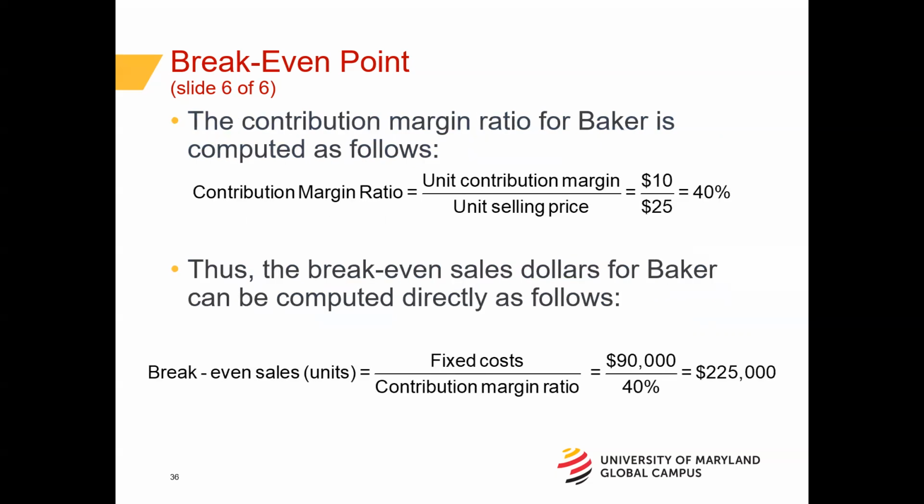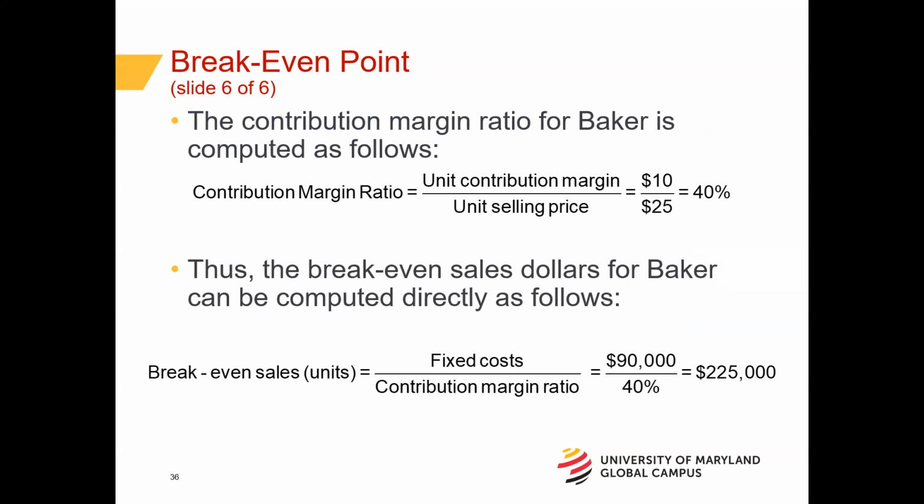Let's look at it from our most recent example. Unit contribution margin is $10. Sales price is $25. 10 divided by 25 is 40%. Contribution margin ratio of 40%. By the way, I think it's a pretty good ratio.